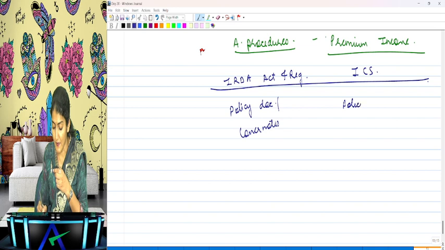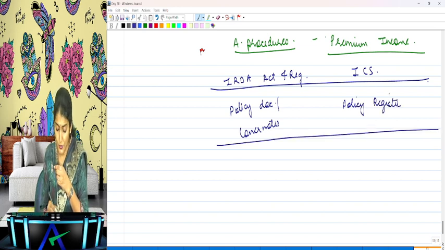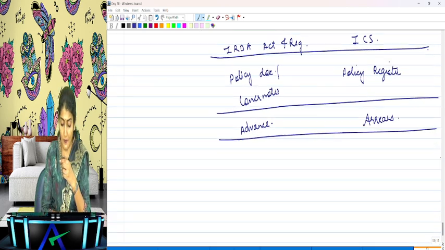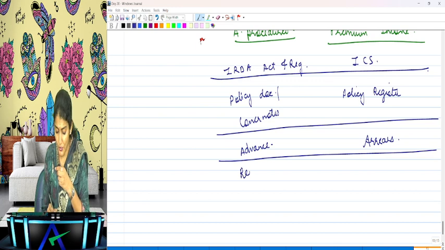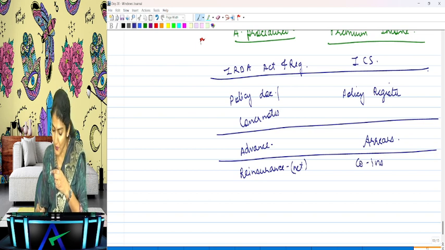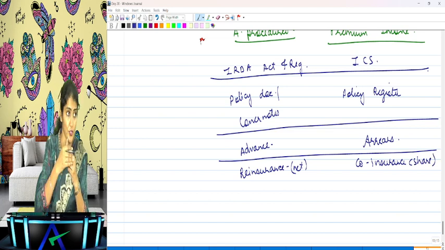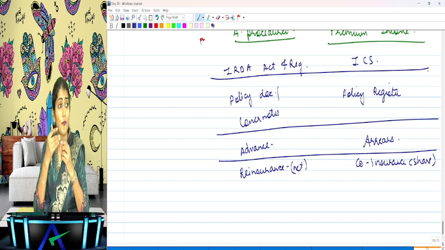And again, the insurance company would be maintaining a policy register. Then you also need to check whether premium received in advance has been shown separately. Then any premium which is in arrears, there is no risk assumed for it. Then you also need to check that in case of reinsurance, you have recognized the premium income only net of reinsurance, and in case of co-insurance, only to the extent of your share.